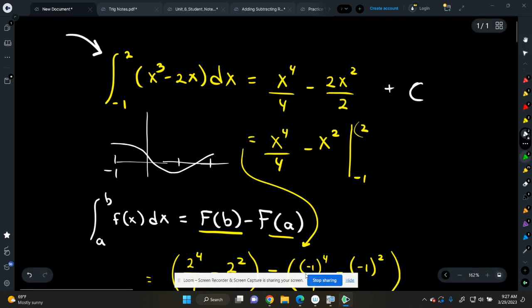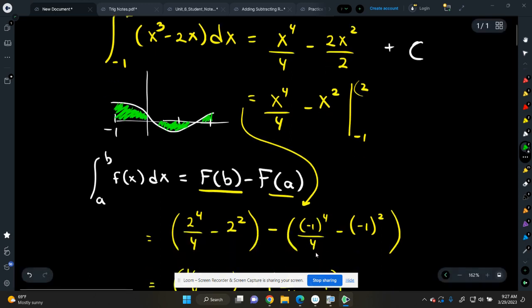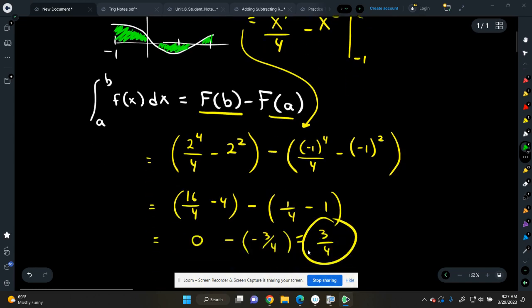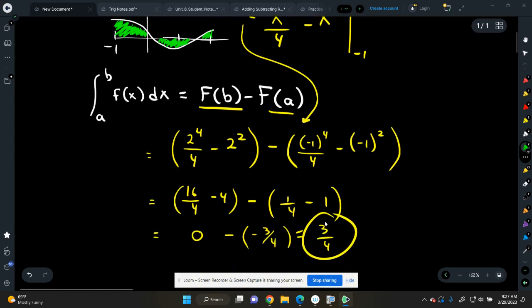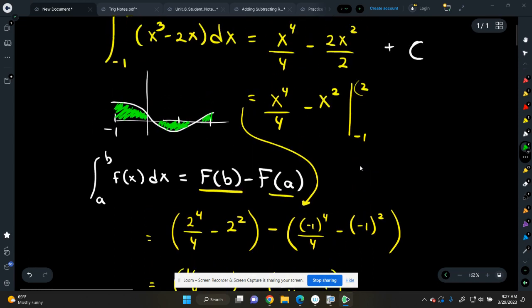So what we're doing is we're finding the area between the curve and the x-axis. So we're finding this area here, the integral from -1 to 2, okay? And that equals 3/4. That's what we call a definite integral.